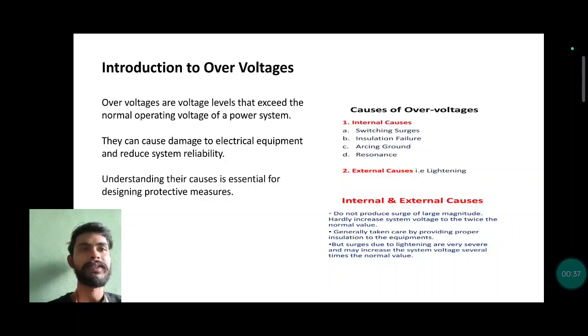Causes of over voltages. There are two causes, internal and external causes. In internal causes: switching surges, insulation failure, arcing ground, resonance. External causes: lightning. Internal and external causes do not produce surges of large magnitude, hardly increase system voltage to twice the normal value. Generally taken care of by providing proper insulation to the equipment. But surges due to lightning are very severe and may increase the system voltage several times the normal value.